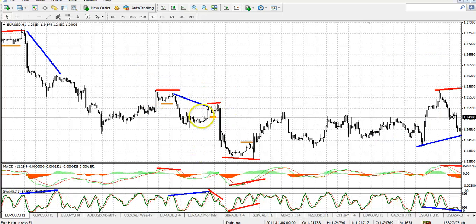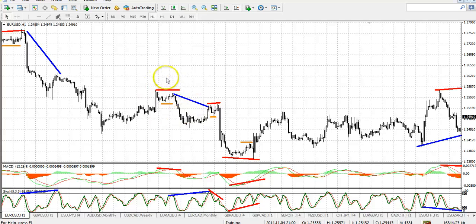Over here we also have 2 little diverging points, but preceding this classical bearish divergence we had hidden divergence. So from that point to that point was hidden divergence. Look at the MACD, the stochastic, but from that point to that point is classical divergence. Very strong signal, really powerful.